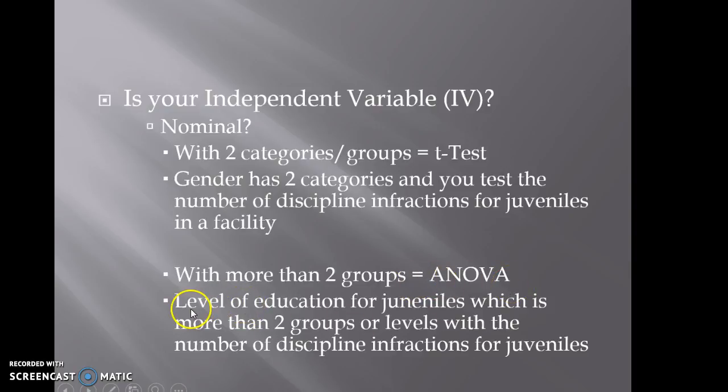If you have more than two categories or two groups, you use ANOVA testing. An example would be to test the level of education for juveniles, which is more than two groups or levels. I'm thinking of freshman, sophomore, junior, senior. You're testing their level against the number of discipline infractions for them while in this facility. So you use ANOVA. Again, if you have a nominal variable, two categories, t-test; more than two, ANOVA.